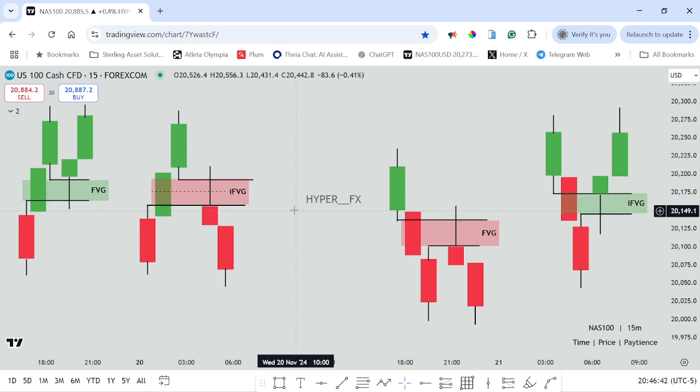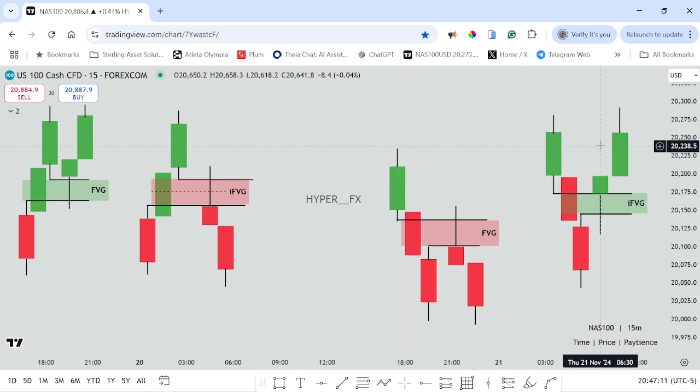So the interesting thing about inversion fair value gaps is that it offers you a confirmation entry. Okay, it offers you a confirmation entry. That means you don't need to chase price. You just need to spot your fair value gap first of all, and then patiently wait for price to close above or below your inversion fair value gap.